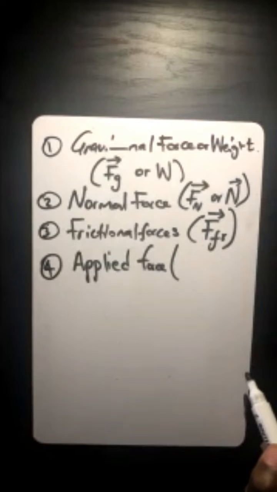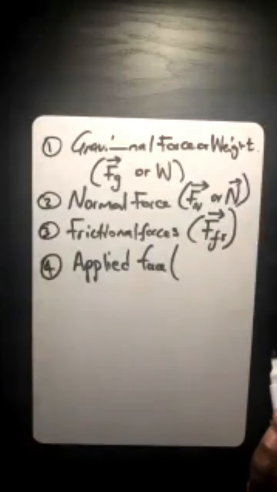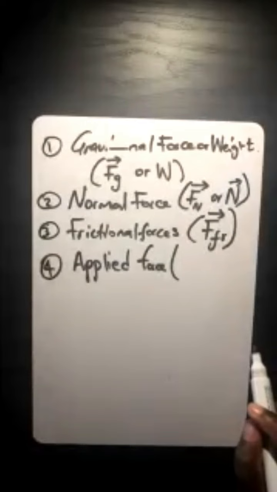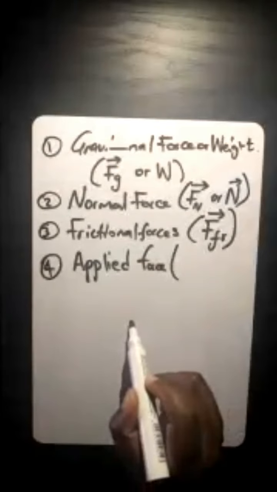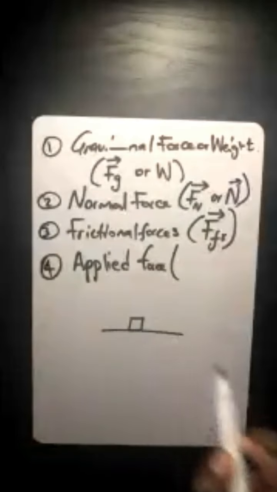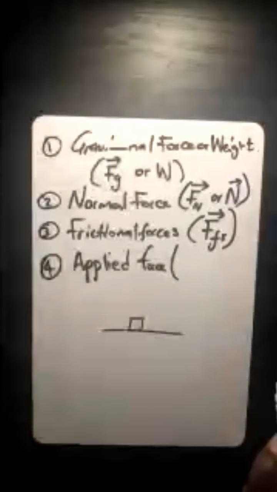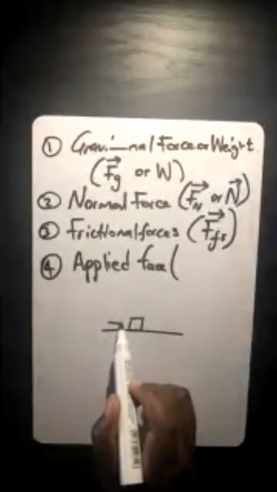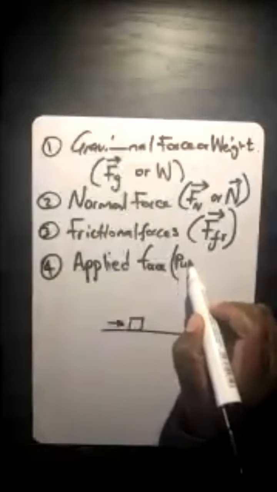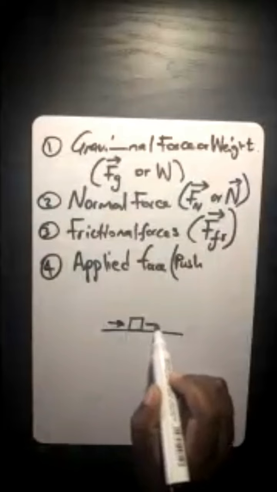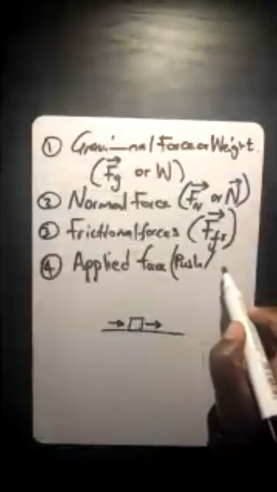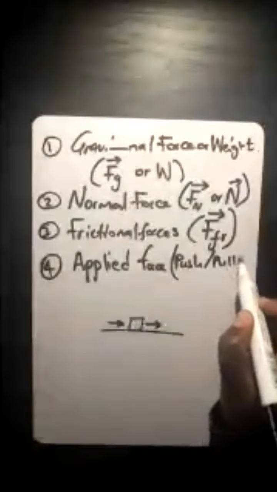Again, the fourth one, applied force. In which ways can an applied force be applied? Guys, if you've got, let's say, a box standing there on a horizontal surface, you can apply a force in two ways. The first way, you can push. If you don't push, what do you do, guys? You pull. Very, very important, ladies and gentlemen. So it's either you push or you pull.